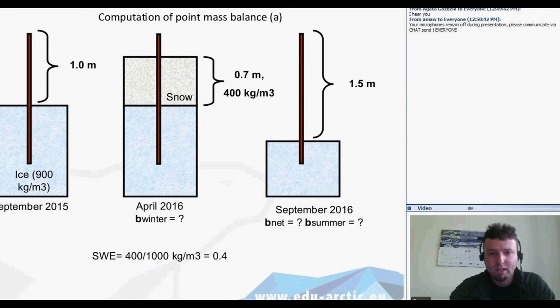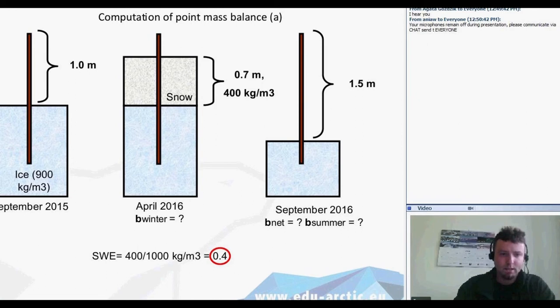So we can check at the end of the year, so I mean the end of ablation season, how much snow and ice was melted. So for example, when we measure the stake that was 1 meter above the ice in the previous year, and now it's 1.5 meters above the surface of ice, we can know that it's ablation zone. So how much snow and ice was melted? It's easy calculation.